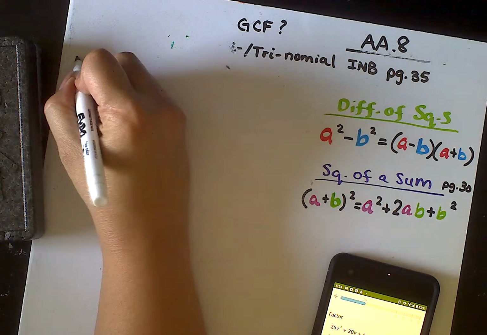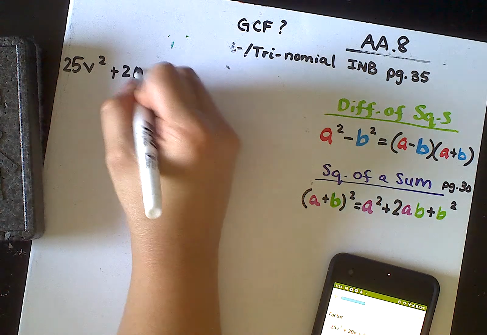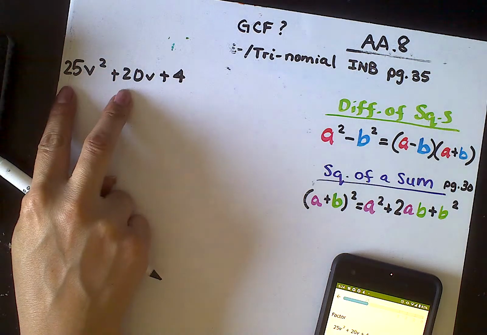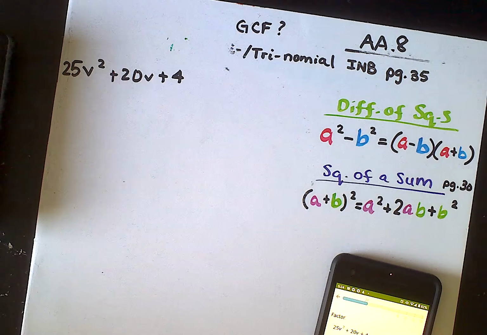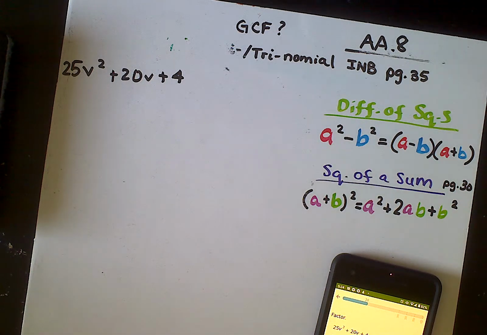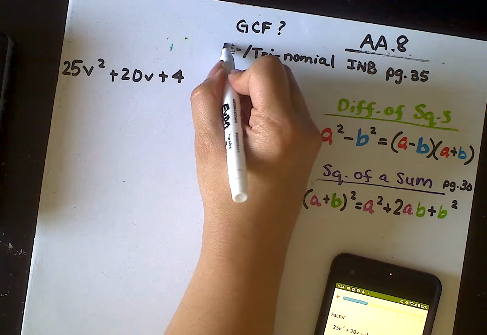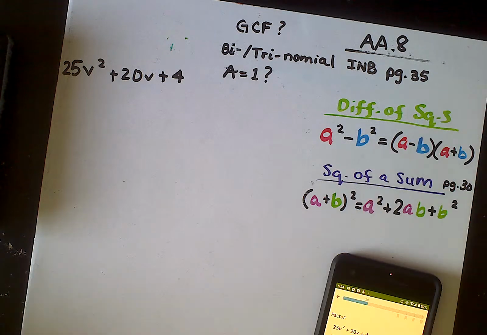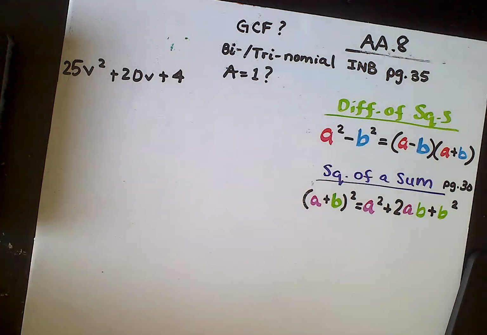Now this is a trinomial: 25v squared plus 20v plus 4. These both have 5 in common, and these both have 4 in common, but all three of them, no GCF. We do have a trinomial, and my a value is not equal to 1. So, because my a value is not equal to 1, I'm going to have to use page 35, factor by grouping, which this one is more aligned to.